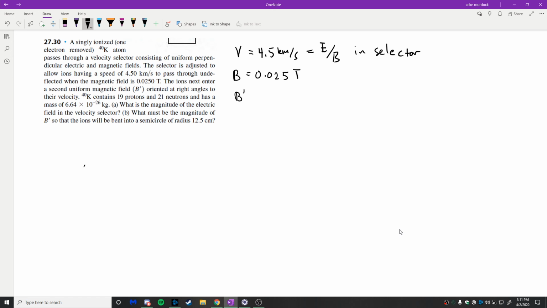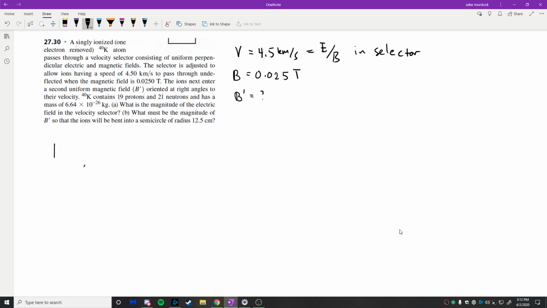The ions next enter a second uniform magnetic field B prime, which I assume is oriented at right angles to their velocity. Potassium contains 19 protons and 21 neutrons. Wait a minute. It's set up here that it was one electron removed. So it's just going to be positive 1 for the charge, right? I mean, this information about the protons and neutrons isn't really important, is it?